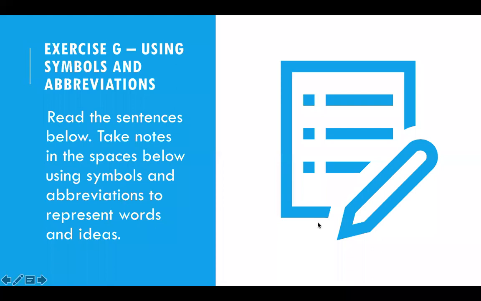Now, let's practice how to apply abbreviations and symbols in your notes in exercise G. Read the full sentences below. Take notes in the spaces below using symbols and abbreviations to represent words and ideas.